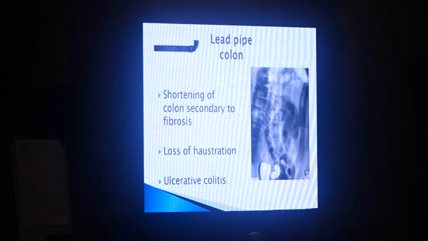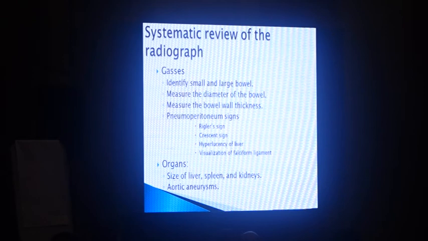Yes, this is very important. This is called the lead pipe colon sign, and it is particularly present in ulcerative colitis patients, because of the loss of haustration due to chronic inflammation. We can see that haustration folds are not there. So this is the lead pipe sign in the colon.